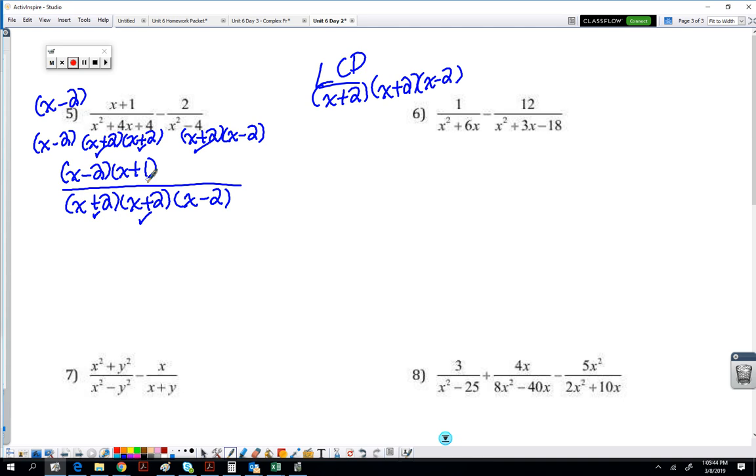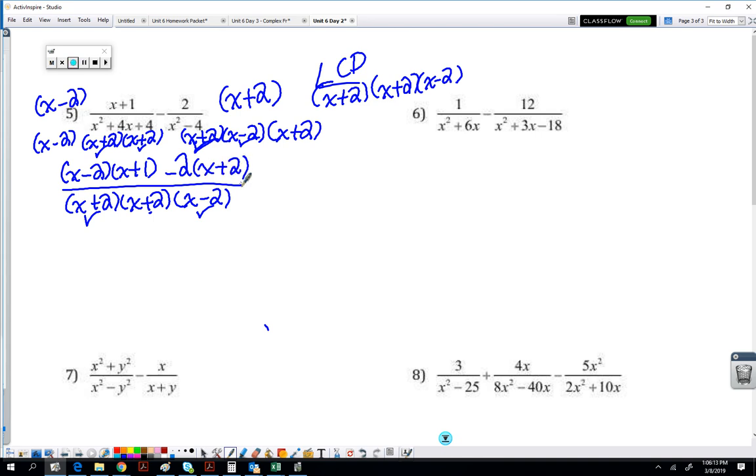Now, I'm going to do the same thing for the next one. So I compare and contrast, and I say, what don't I have? I have an x plus 2 and just one x plus 2. And I have an x minus 2 in my original, and my LCD has an x minus 2. What is missing? x plus 2. So that's the thing that you need to multiply to the top and to the bottom.